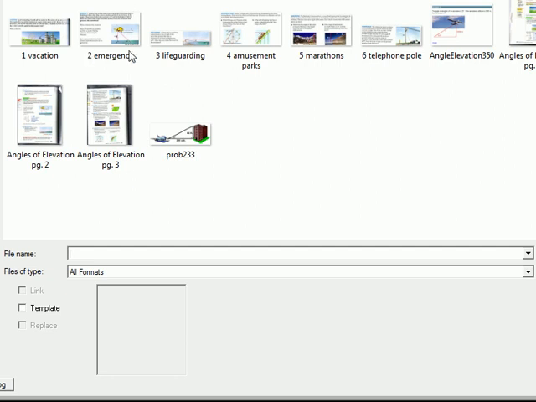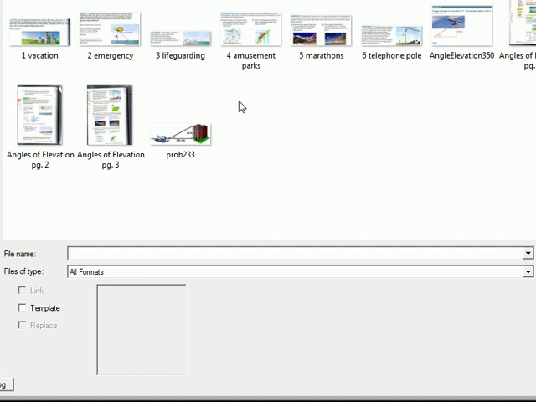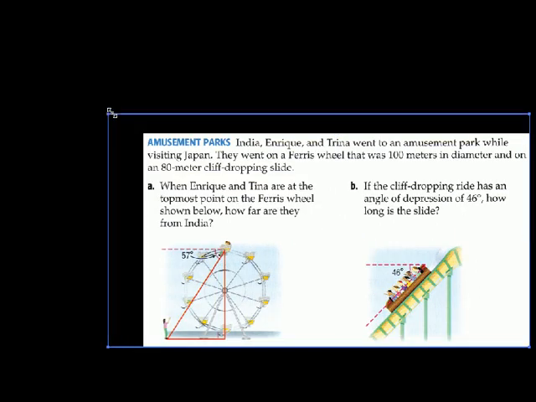What do you want to do? Emergency, lifeguard, amusement park, marathon, telephone pole. Which one? Amusement park? Okay, there's two of them. All right, never mind. Well, you picked it. Well, there's part A and B. I guess there's two of them. This is right from the book.